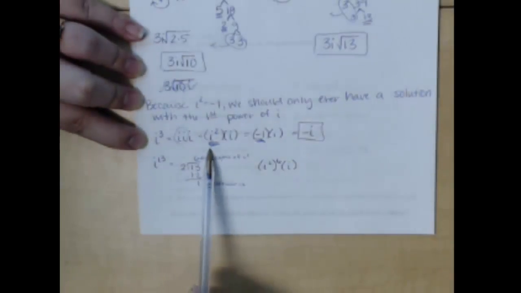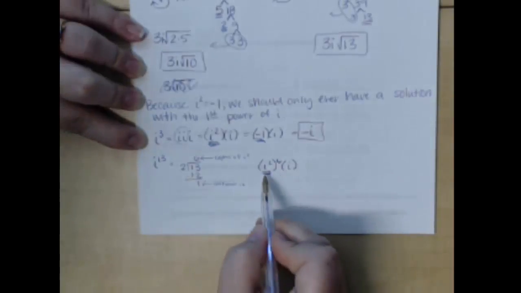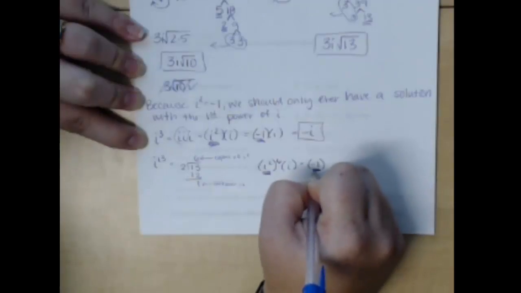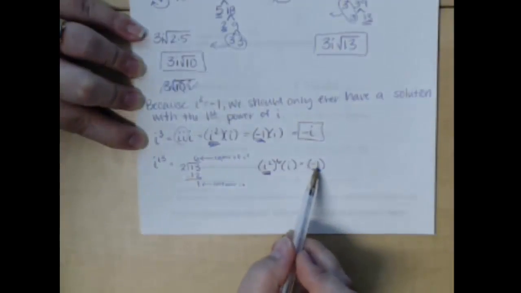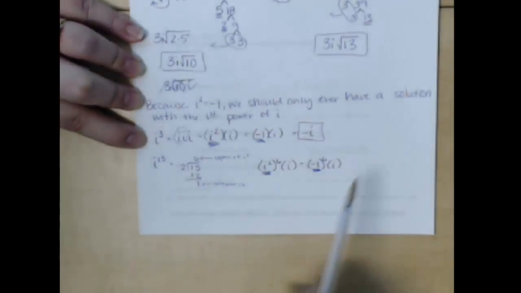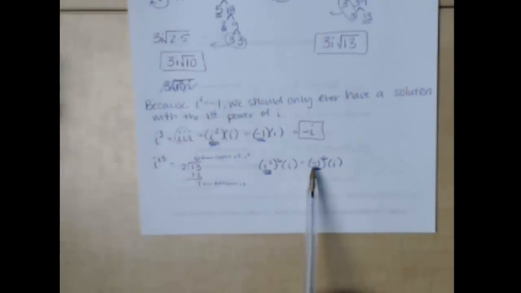Now, just like I did on this last problem, we know what i squared equals. i squared equals negative 1. So this is negative 1, right? Just rewriting it, but with a negative 1 to the 6th power times i. Now, negative 1 to the 6th power, that means I have 6 copies of i squared, right? Or sorry, not i squared. I have 6 copies of negative 1.